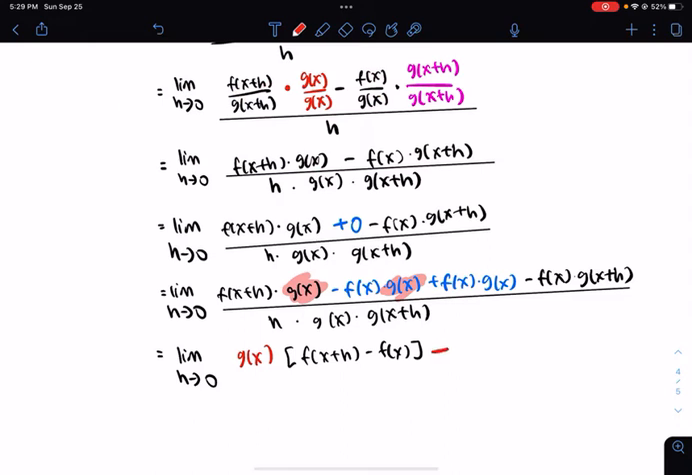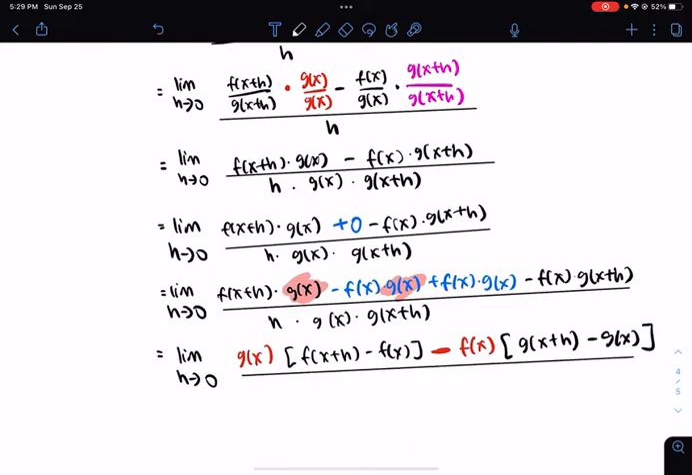now instead of factoring out the positive f of x, I'm going to factor out the negative f of x. And the reason why, so then I can simplify the g of x plus h minus g of x, which later will become the derivative of g of x, over the same denominator.